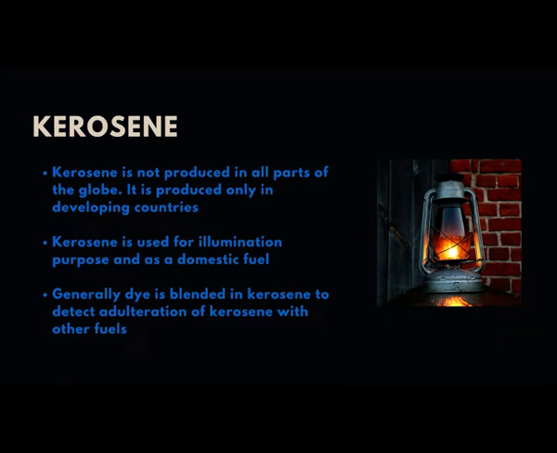Then the next product is kerosene. Kerosene is not produced in all parts of the globe. It is only being produced in the developing countries, because in developing countries there are still villages where illumination is a big issue. Kerosene is used as an illumination fuel, or it is also used in the kerosene stove. Most of the developed countries have no need for kerosene, and they never produce kerosene in the refinery. A dye is blended in kerosene to detect leakage when it is blended with other costly fuels.